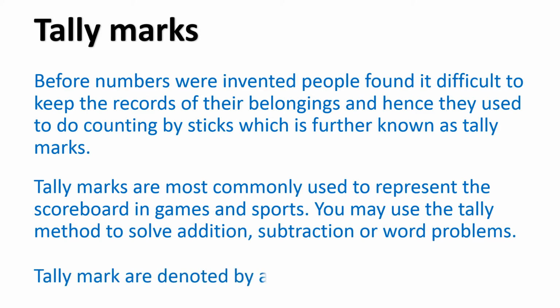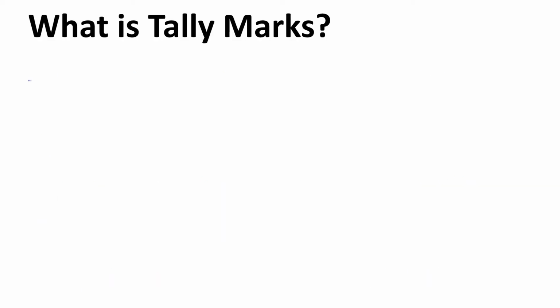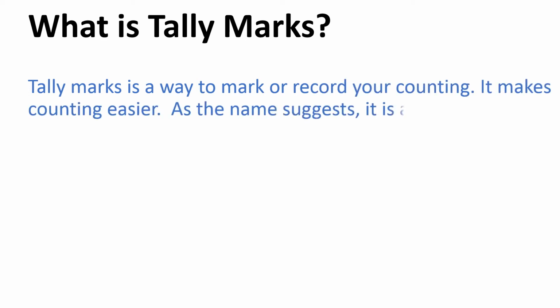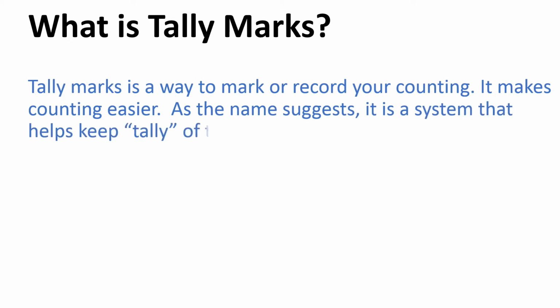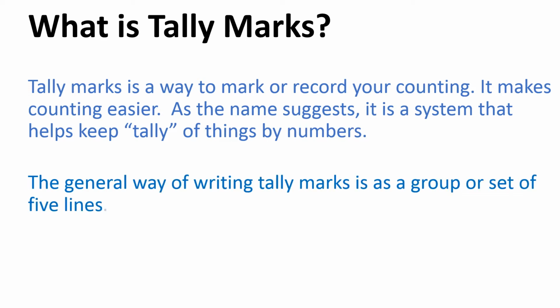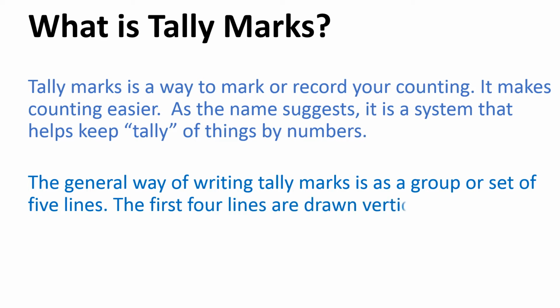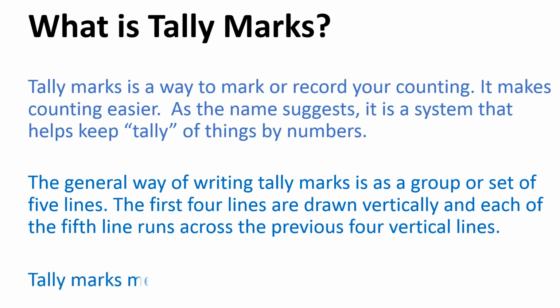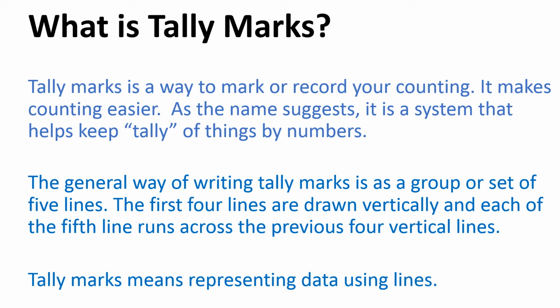Tally marks are denoted by a single straight line like this. So what is tally marks? Tally marks is a way to mark or record your counting. It makes counting easier. As the name suggests, it is a system that helps keep tally of things by numbers. The general way of writing tally mark is as a group or set of 5 lines. The first 4 lines are drawn vertically, and the fifth line runs across the previous 4 vertical lines. So tally marks means representing data using lines.